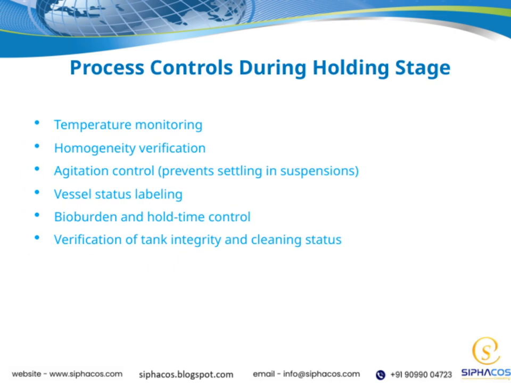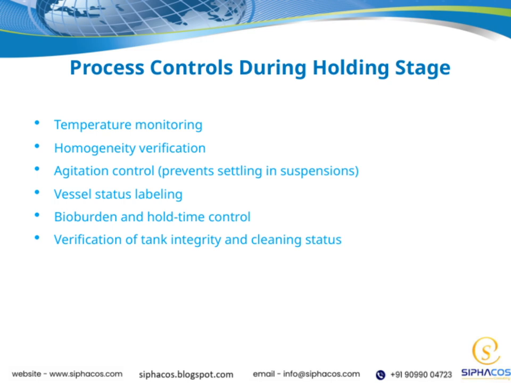Now, let's talk about the key process controls during the holding stage. First, temperature monitoring is crucial because maintaining the correct temperature ensures product stability and safety. Homogeneity verification is also essential. It confirms that the mixture remains uniform, preventing issues like settling or separation.